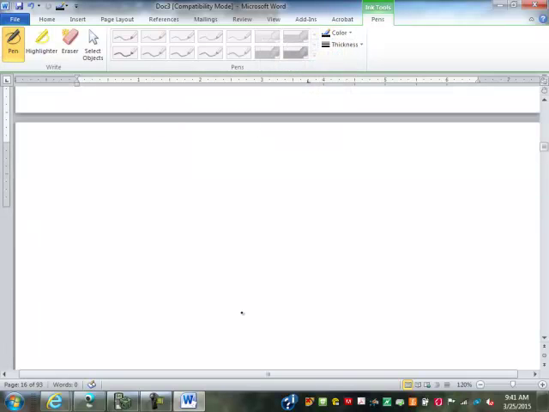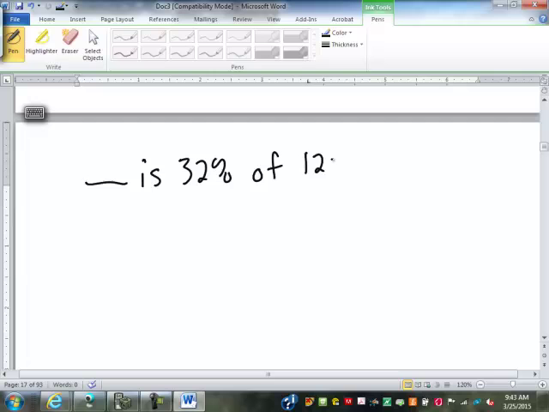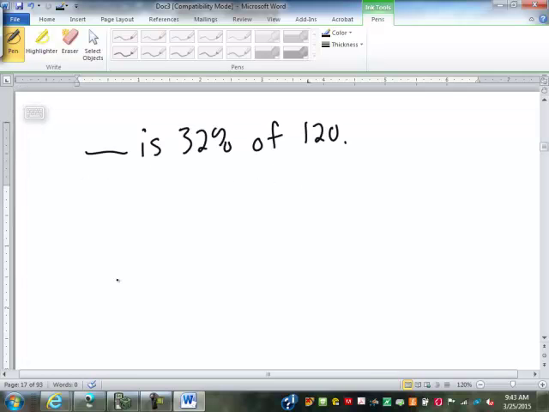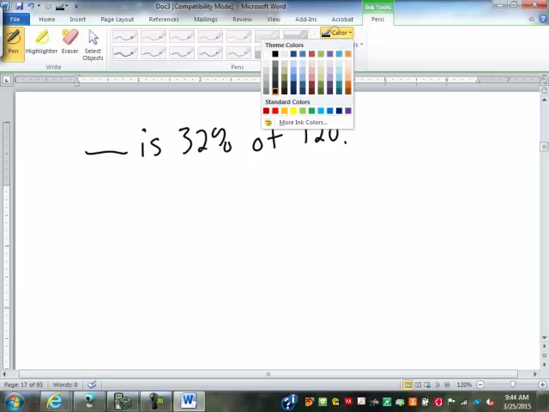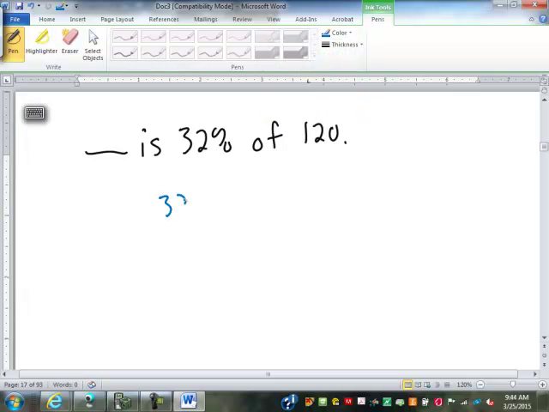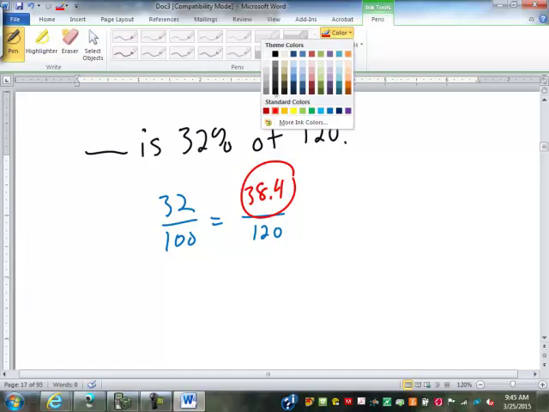Anyway, something for you guys to try, since we're having fun with these: blank is 32% of 120. I'll give you a minute to do that one. What did we get? Okay, so 32%, 32 out of 100. 120 goes on bottom. So 32 out of 120 is 38.4. You are correct. How many of you got 38.4? Good. We like to see every hand in the air.